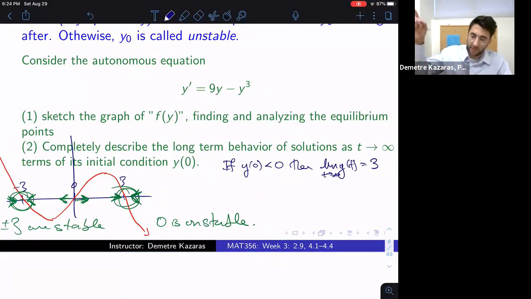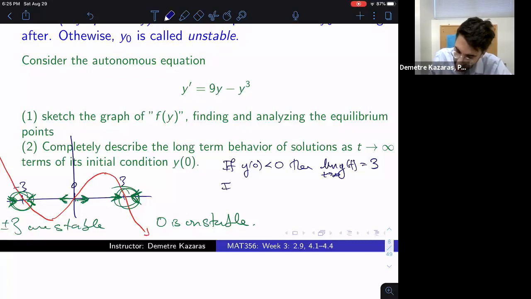On the other hand, if you start out positive, then that 3 is going to be gobbling you up. That's going to be attracting solutions. If you're bigger than 3, as we see, the f will be negative, and that forces you in the 3 direction. If your solution is in between 0 and 3, your f is positive. Hope I didn't say positive before, I meant negative. If you're between 0 and 3, then f is positive, so that pushes you up into 3.